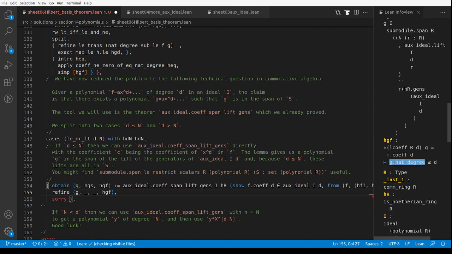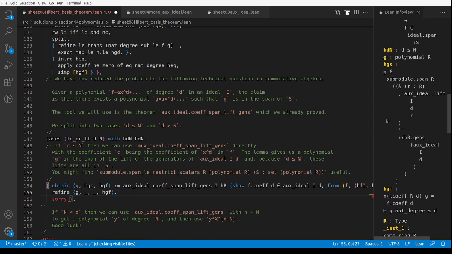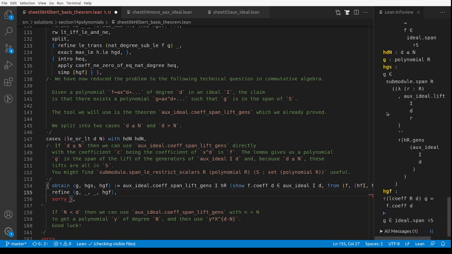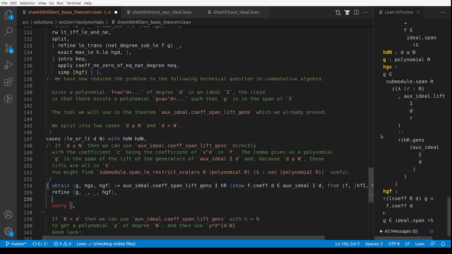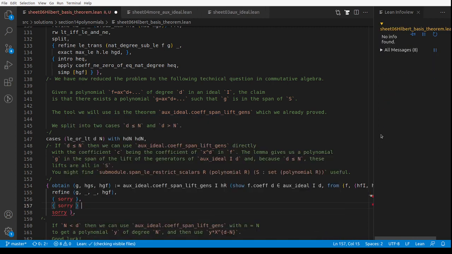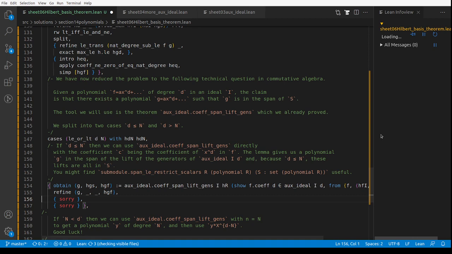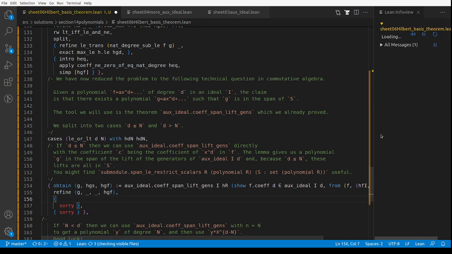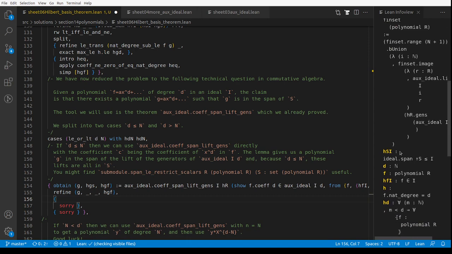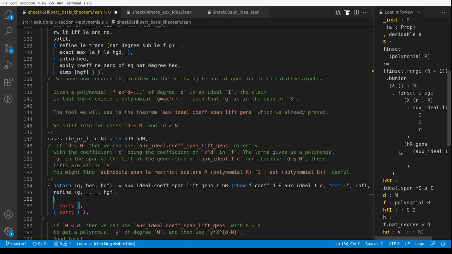So what needs doing now? I'm going to prove that the degree of G is at most D. So that's some work that I'm going to have to take. I'm going to have to use HGS to do that. And what's the other thing? G is in the span of S. I'm going to have to use HGS to do that as well. Okay, so this looks like two pieces of work. Right, yes, this all makes sense, doesn't it?